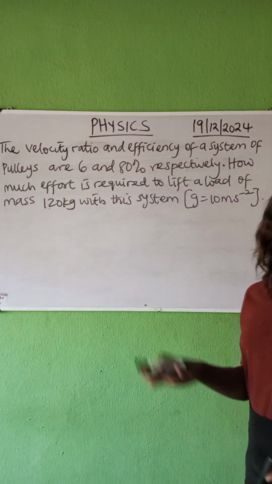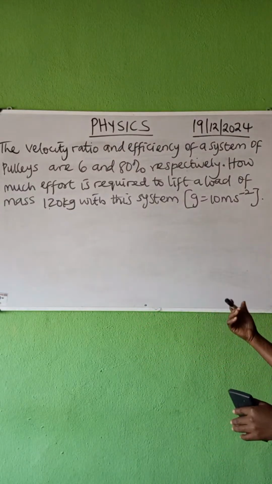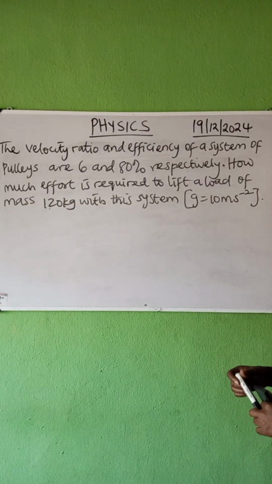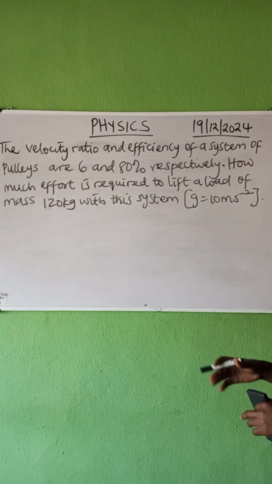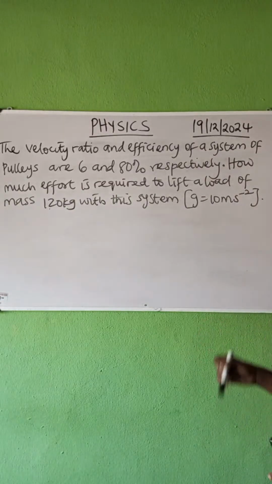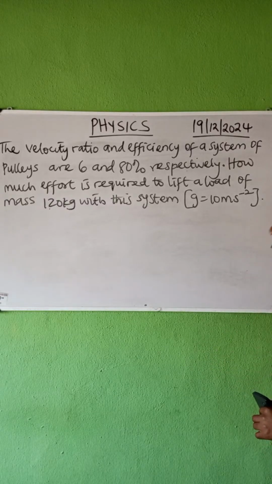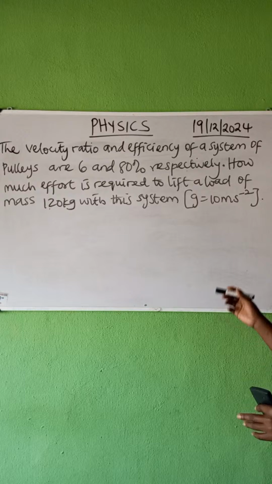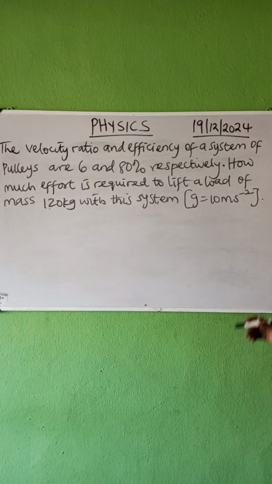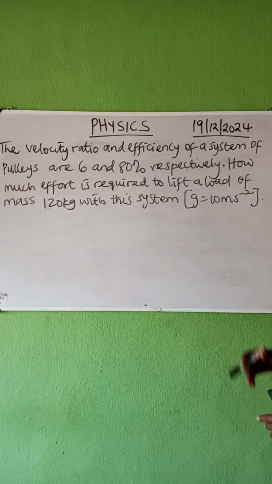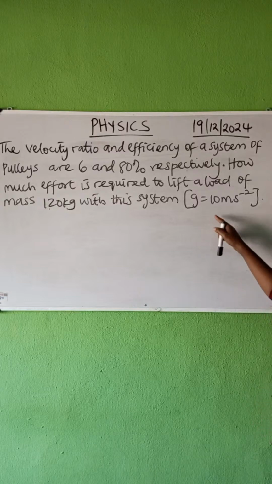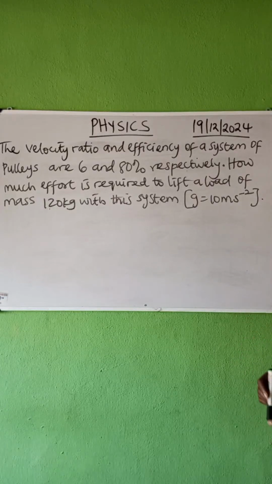All right. So let's look at this question on the board. The question says, the velocity ratio and efficiency of a system of pulleys are 6 and 80% respectively. Let me go again. The velocity ratio and efficiency of a system of pulleys are 6 and 80% respectively. How much effort is required to lift a load of mass 120 kilogram with this machine or with this system? Now we are given that g is equal to 10 meters per second square.